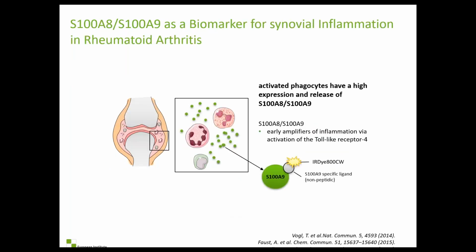We used S100A8 and S100A9 as a biomarker for the synovial inflammation in arthritis. S100A8 and A9 are expressed and released by activated phagocytes, and they are early amplifiers of the inflammation by the activation of TLR4. In our lab, we have a small non-peptidic specific ligand which binds to S100A9, which is coupled to IRDye 800CW. And then you can see the extracellular S100A9.